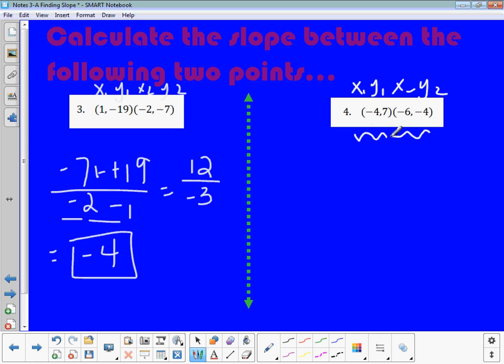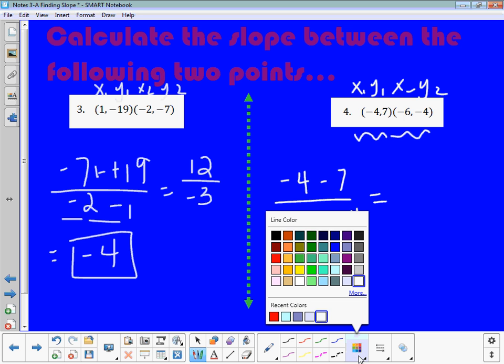As long as you're consistent with the 2's being in which parenthesis and the 1's being in which parenthesis. Sorry, not paragraph. So let's go ahead and plug it in. I usually just make the second one 2 because that's easier for me to remember. So here I have negative 4 minus 7. And here I have negative 6 minus a negative 4. Again, negative negative becomes plus a positive.